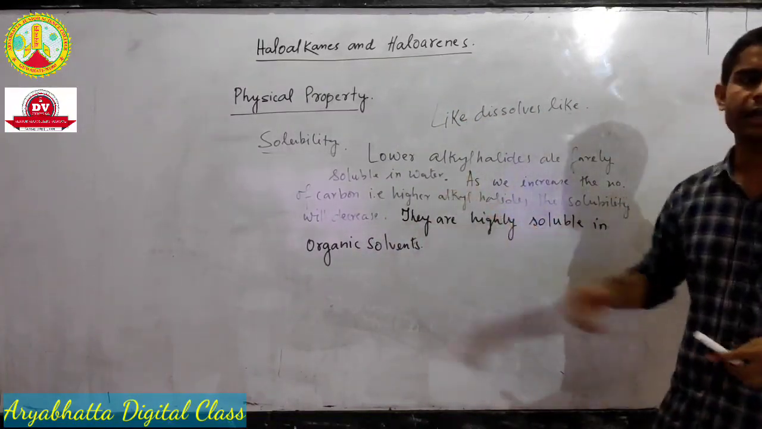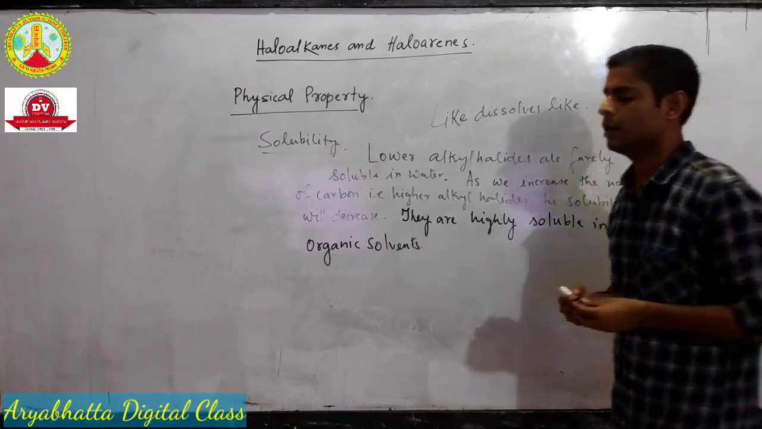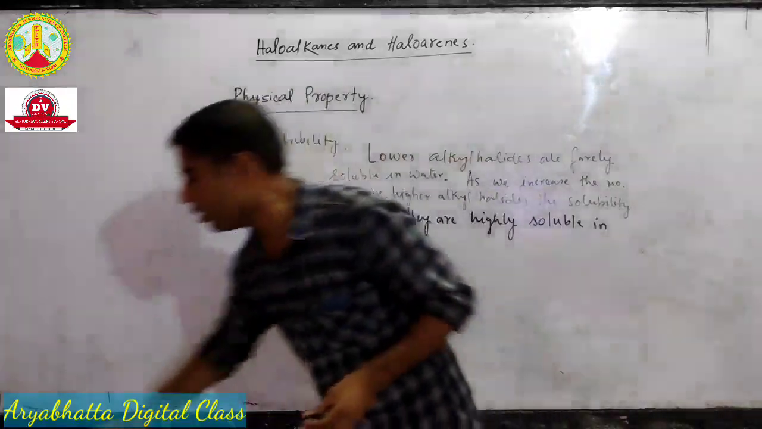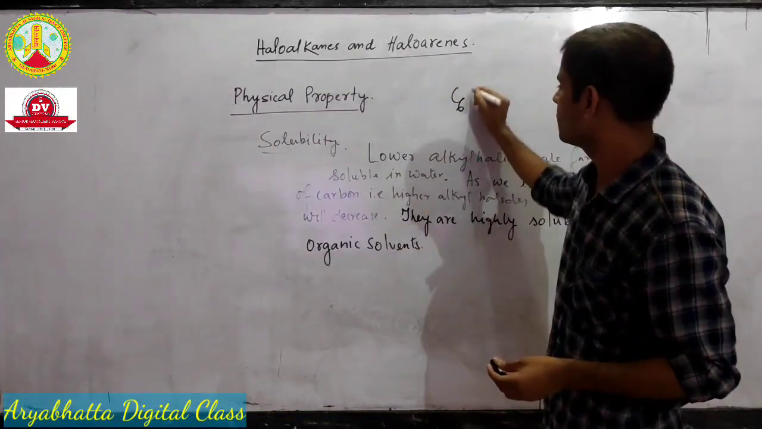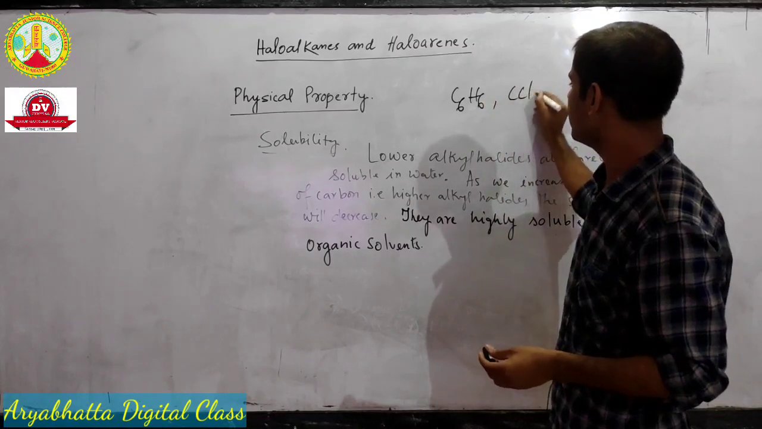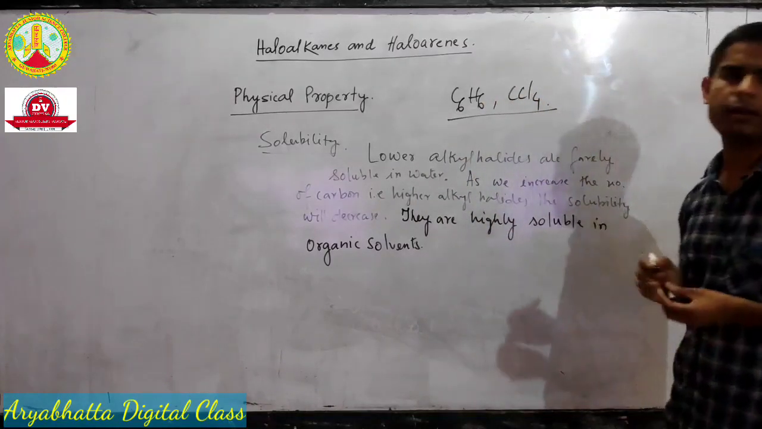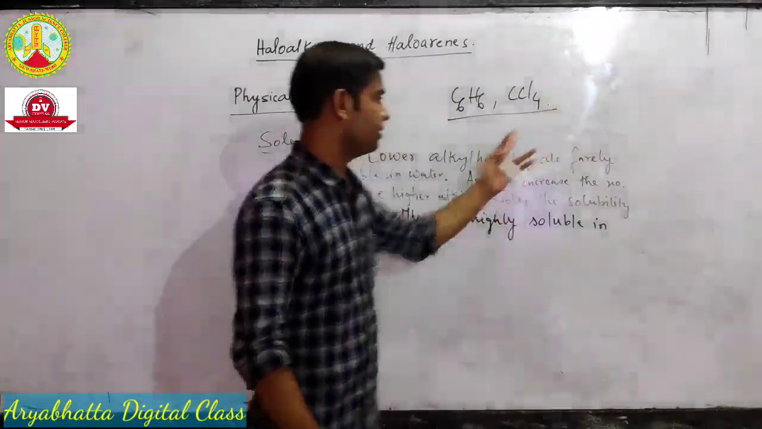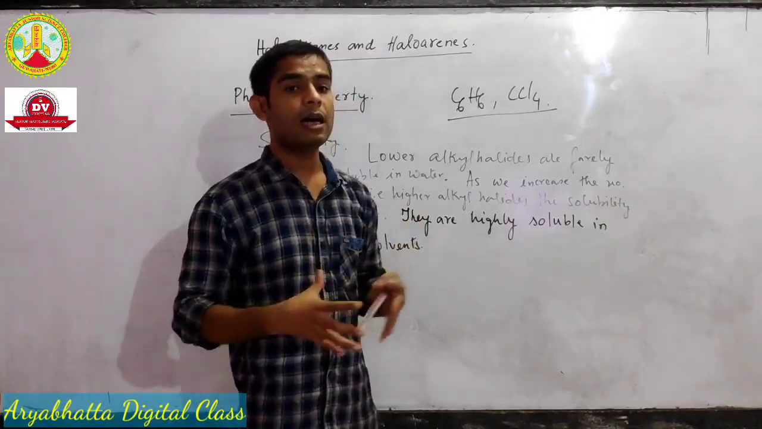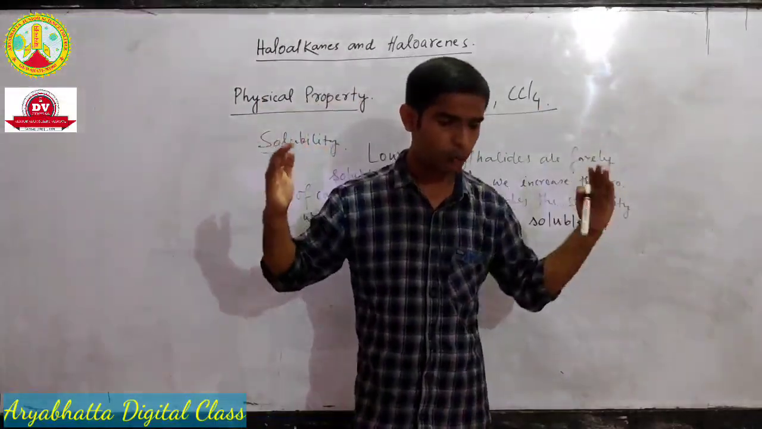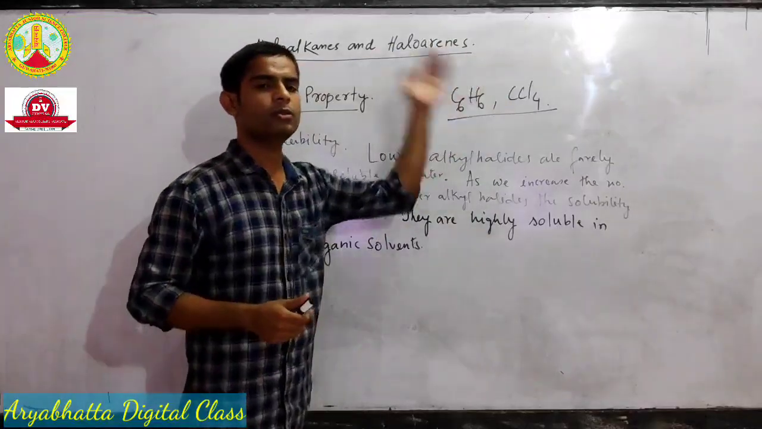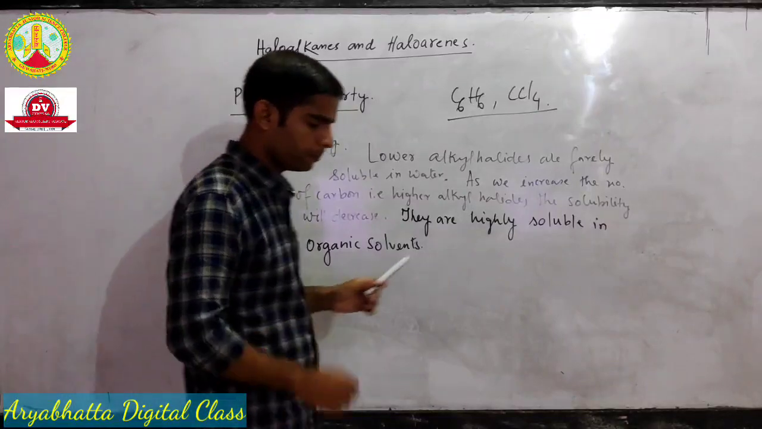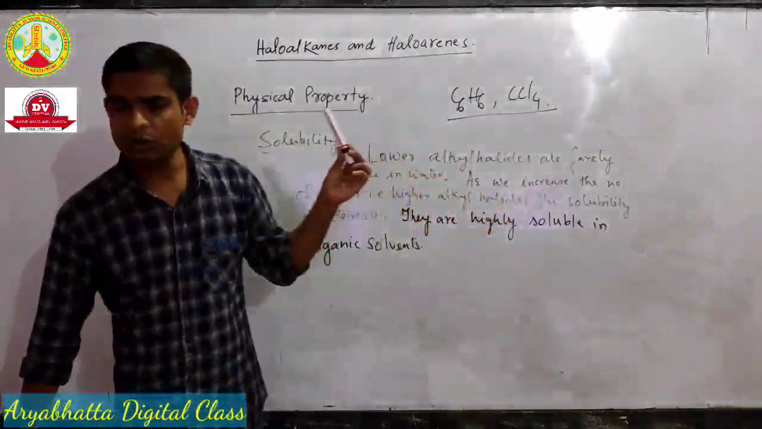And the organic solvents that we primarily use are benzene and carbon tetrachloride, and both the molecules are non-polar in nature. So since they are non-polar, higher alkyl groups tend to dissolve better in these non-polar organic solvents. Okay, so this is all about the solubility.